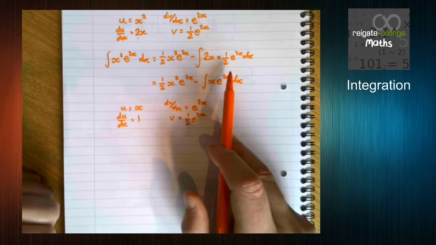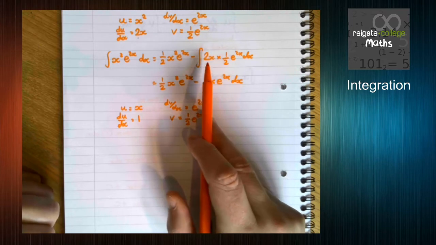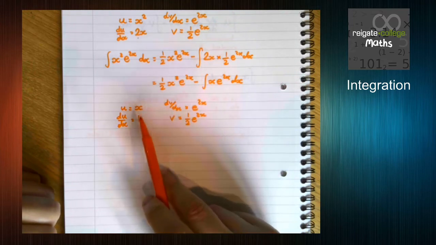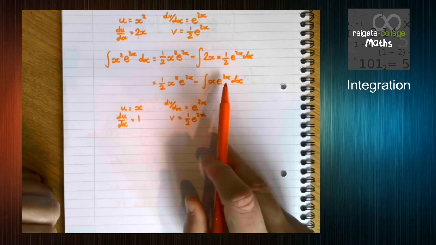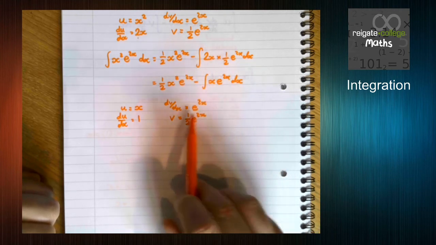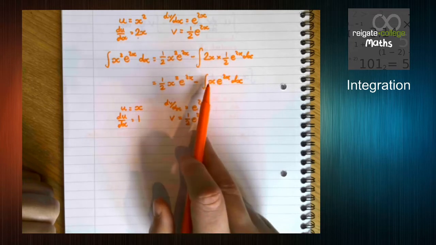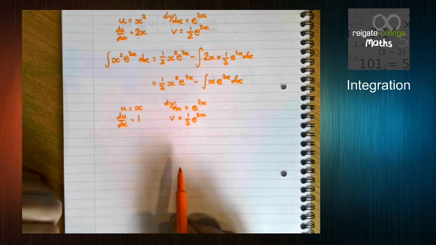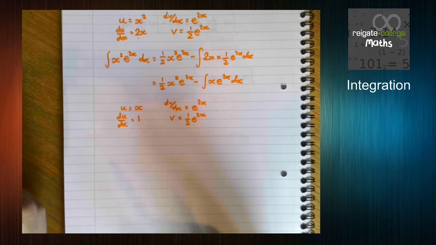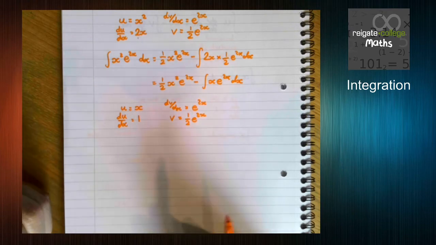Now notice as well, I could have had u equal 2x and dv by dx equals a half e to the 2x, but that's going to overcomplicate this bit. Simplifying here is going to save so much hassle later on. So I would strongly advise you check to see what happens with that.